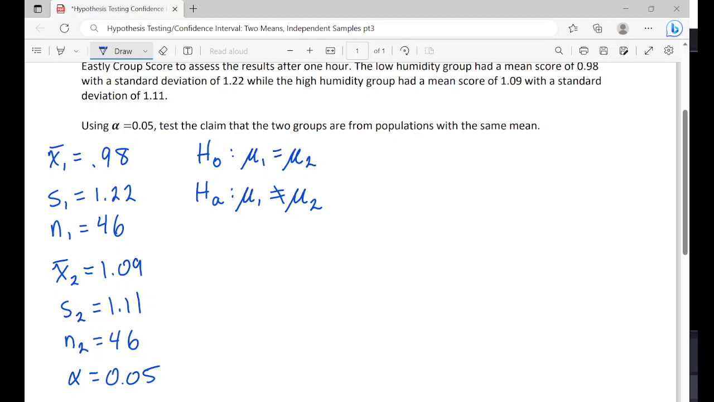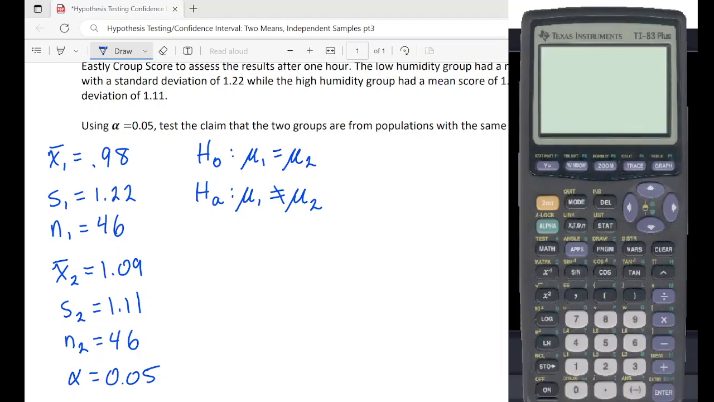Now we're going to use our calculator to do the hypothesis test, since the calculator is the easiest way to do it. So here's our calculator, and we are going to bring it up. We're going to use hypothesis test, so Stat, Tests. And since we're dealing with two samples and it's a test, we're going to use the two-sample t-test because we do not have the population standard deviation. So enter, and we're going to enter in our information.